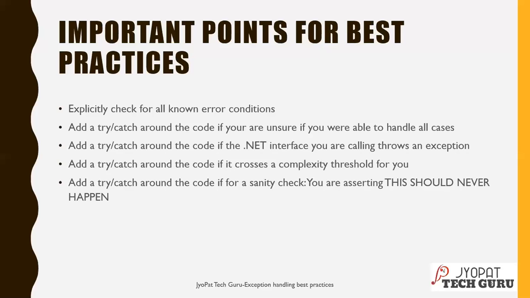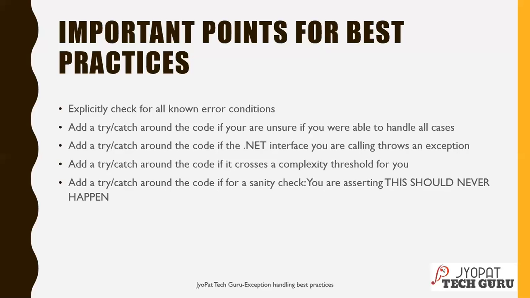Add a try catch around the code if the .NET interface you are calling throws an exception. If you are sure about the particular error, then you can add the try and catch block. So for the known cases and the unknown cases, you can list them out, and accordingly you can take the action. Add a try and catch around the code if it crosses a complexity threshold for you.